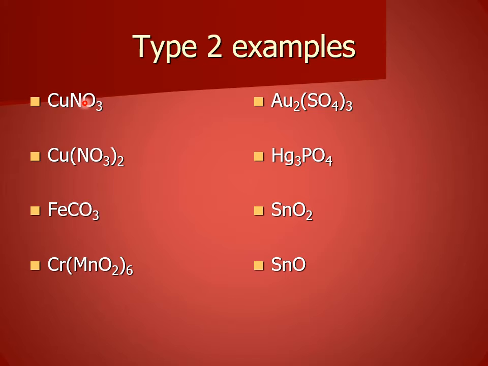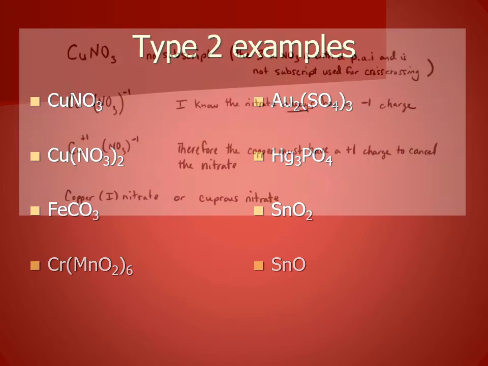So I look it up, I memorize it, and I find that nitrate is a negative 1. If nitrate is a negative 1, the copper must be a positive 1 to numerically cancel, so there was no crisscrossing to begin with. So this would have been copper, Roman numeral 1, nitrate, copper 1 nitrate, with the 1 written as a Roman numeral in parentheses. That's how you would do that. With subscript, we can re-crisscross. But I have this written out, so let's actually see this physically in the next slide.